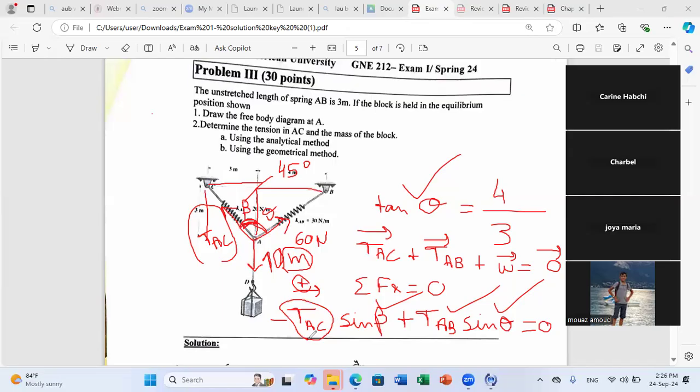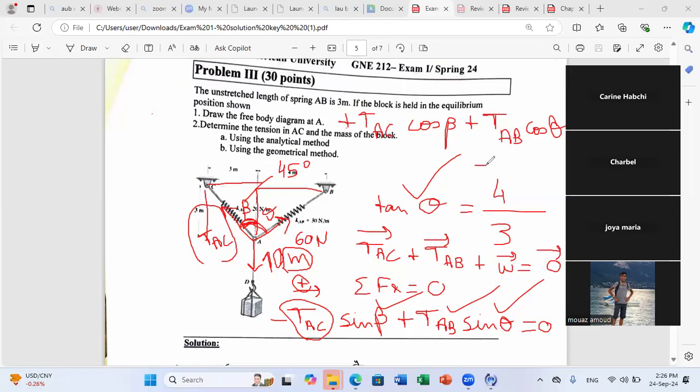Once I am done with this equation, I can move to sum of y equals 0. In sum of y, I have plus TAC cosine beta plus TAB, sorry, cosine theta. And I have now everything. All these parameters, I know them, I replace. So plus TAB cosine theta minus mg equals 0.